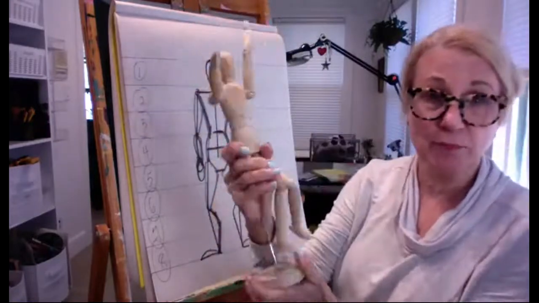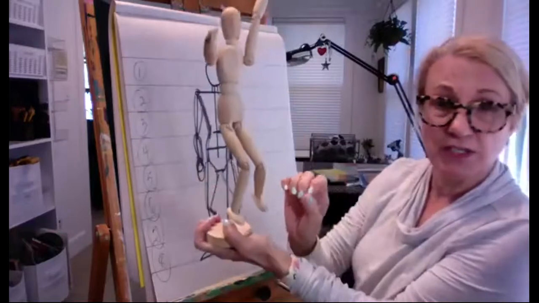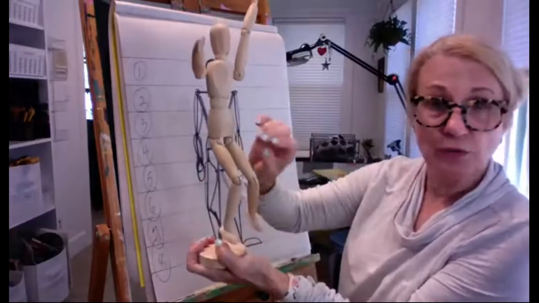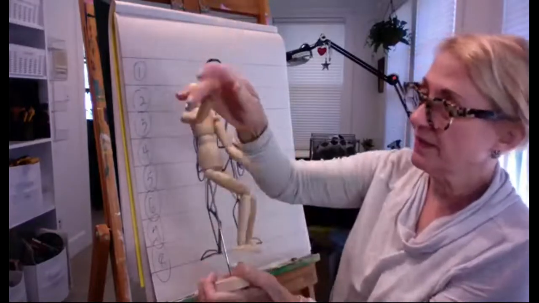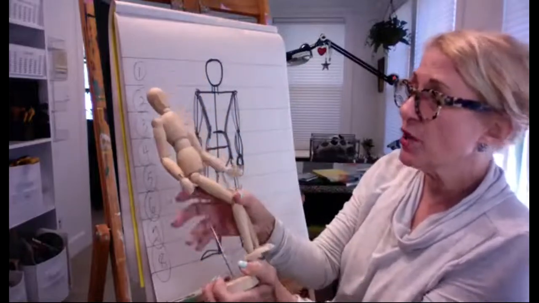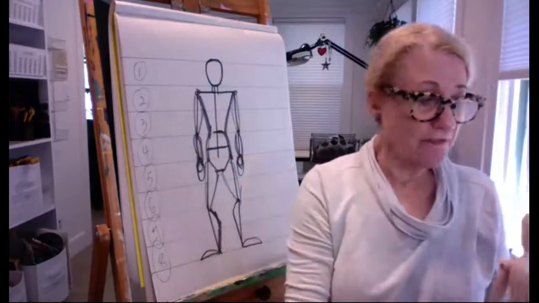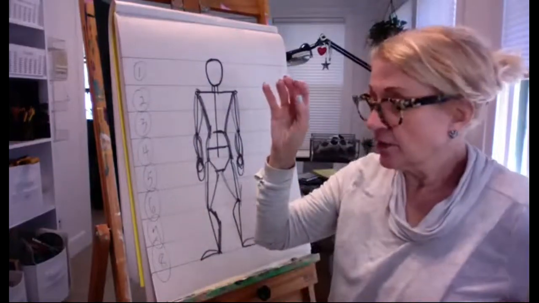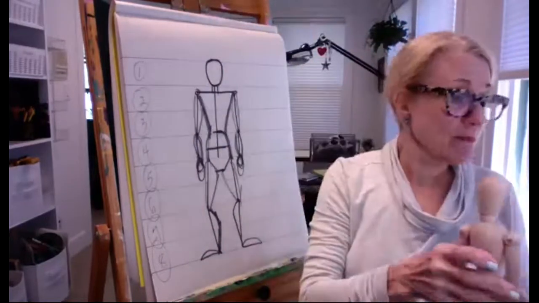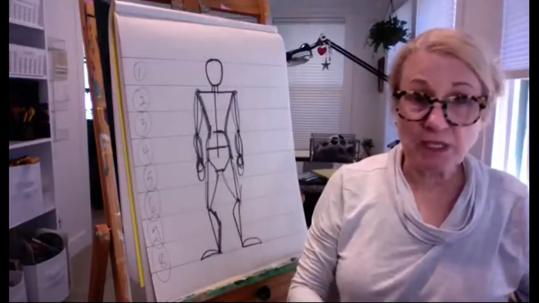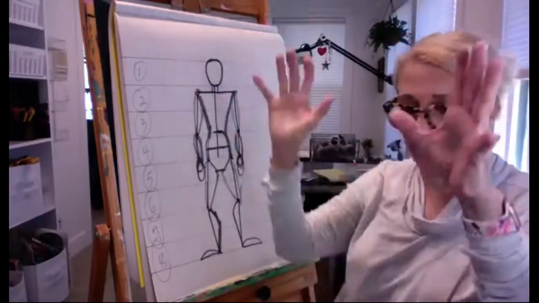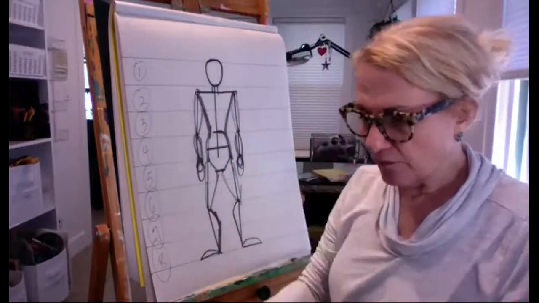But it's a good way to practice also, is to put this on your desk and to move it. And also you can work from photographs. If you could have a photograph of someone going for a jump shot in basketball, that would be good to get the movement in there.